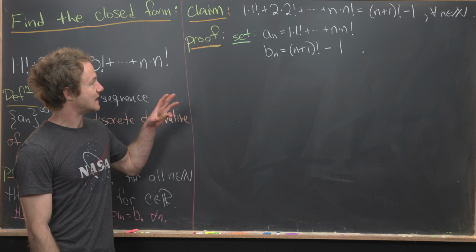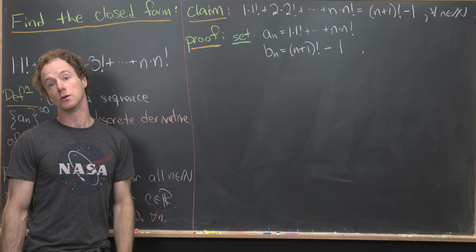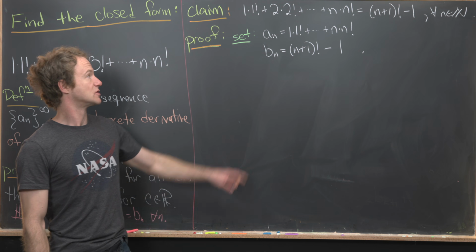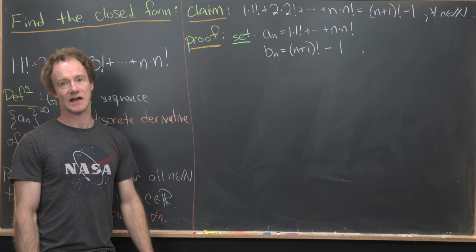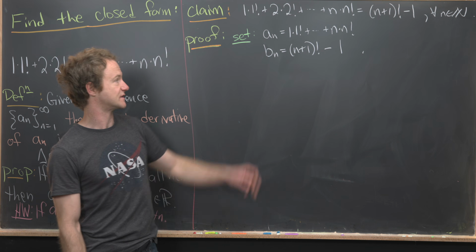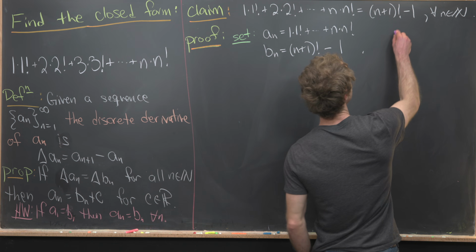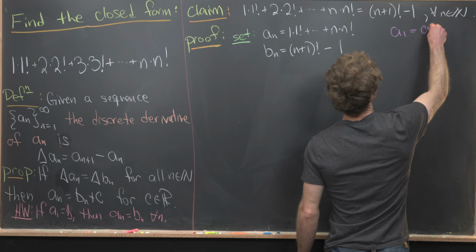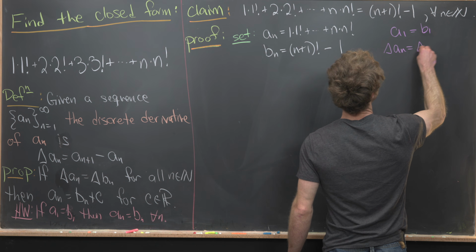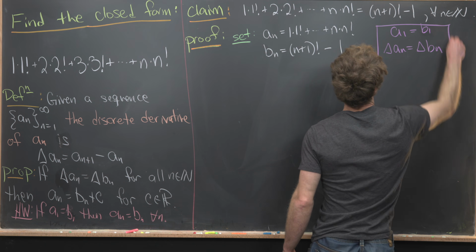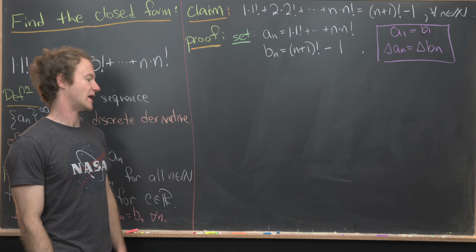Okay, so that means all we have to do is set the left-hand side of our goal equality equal to one sequence, which I'll call a sub n, and set the right-hand side of our goal equality equal to another sequence, b sub n. Then all that is left to do is show that a1 is equal to b1 and that delta a_n is equal to delta b_n. Then by our proposition, we will know that a_n is equal to b_n for all values of n.